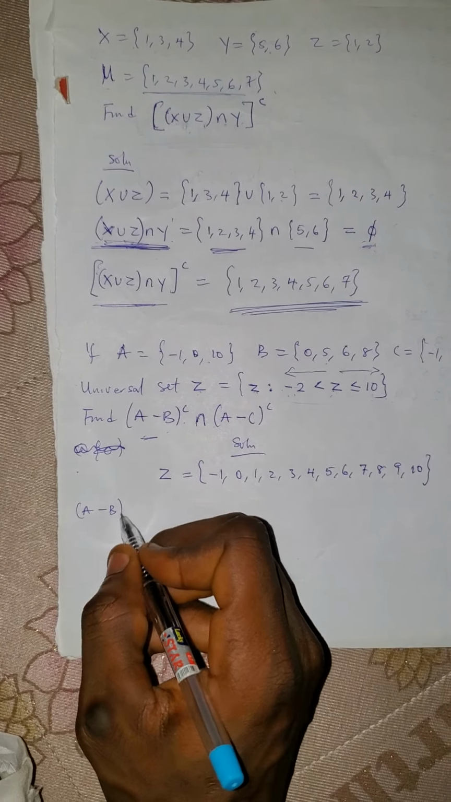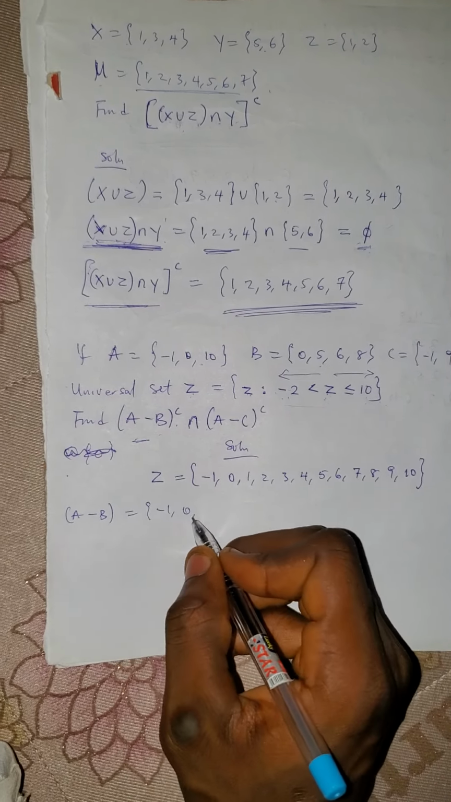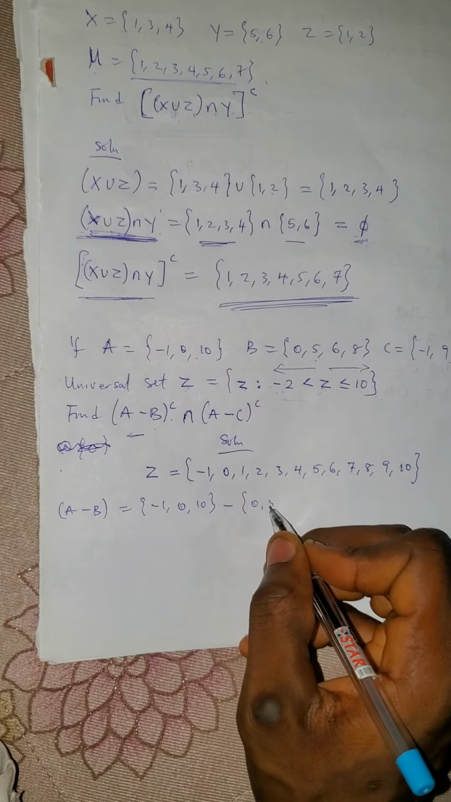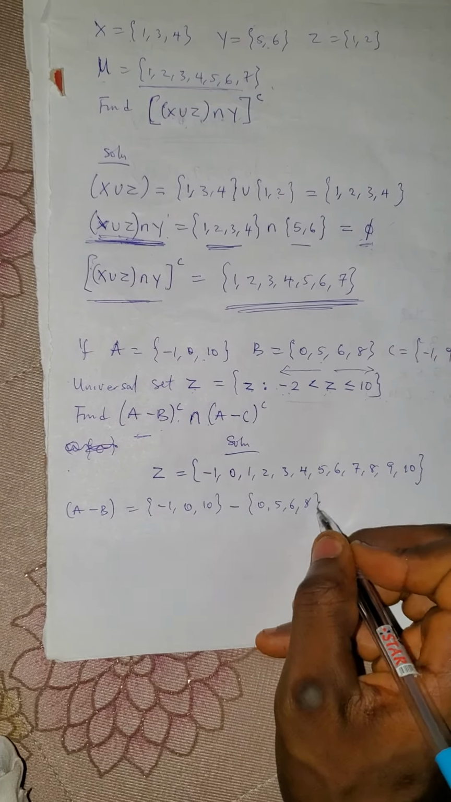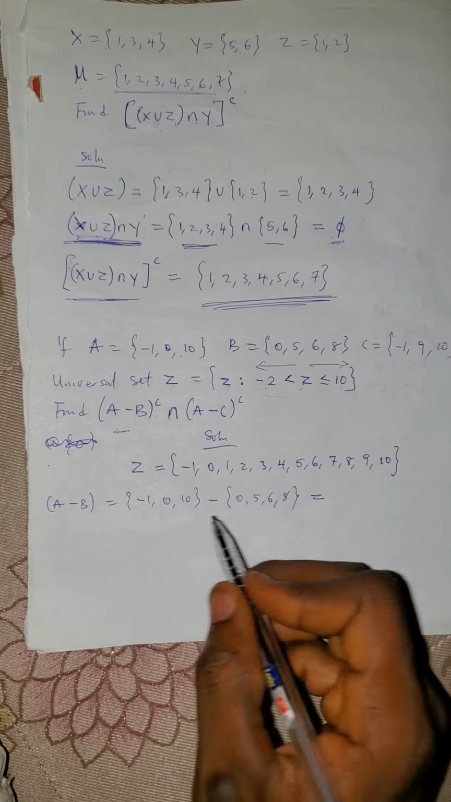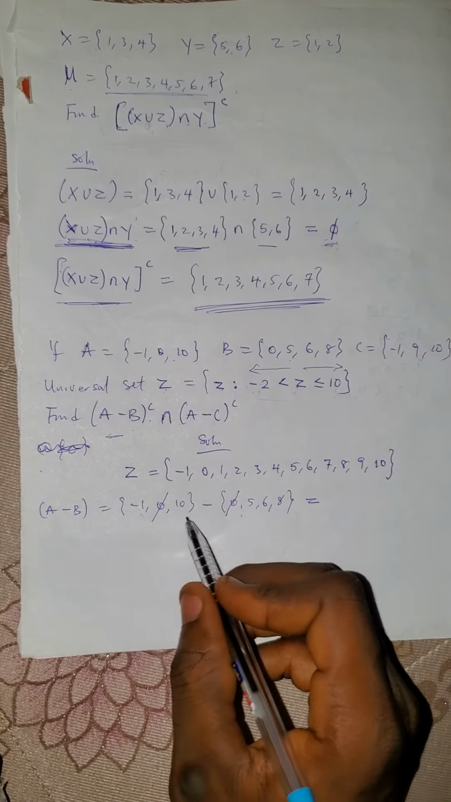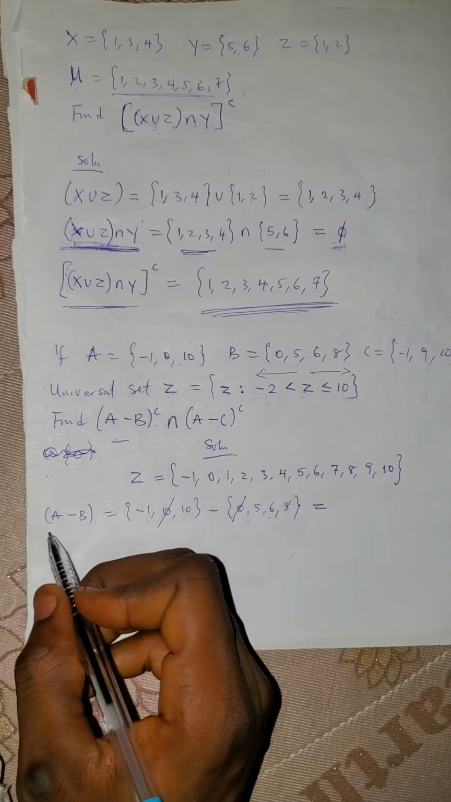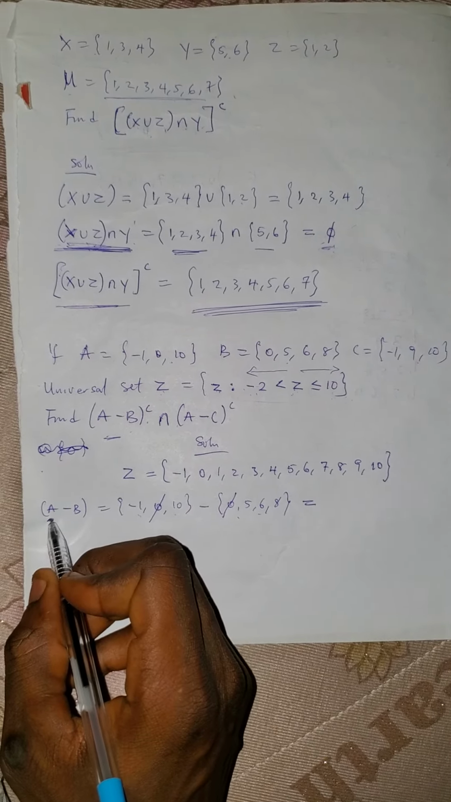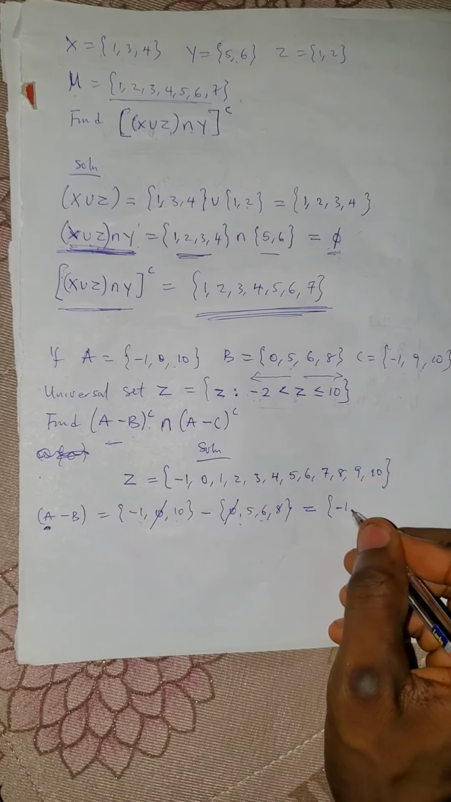A minus B. What's our A? Minus 1, 0, 10. Then minus your B, which is 0, 5, 6, and 8. Now for A minus B, you are going to remove what they have in common. Minus 1 is there, minus 1 is not here. 0 is here, 0 is here. 10 is here, 10 is not here. But A minus B will now be the remaining elements in your A, that is the first set. And what's the remaining element in A? That's minus 1, 10.